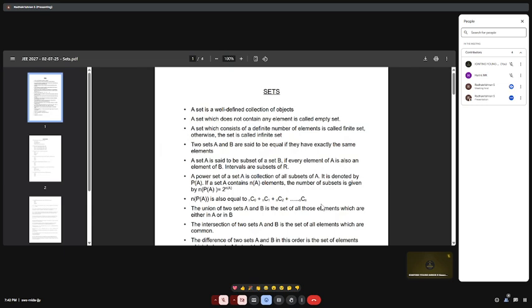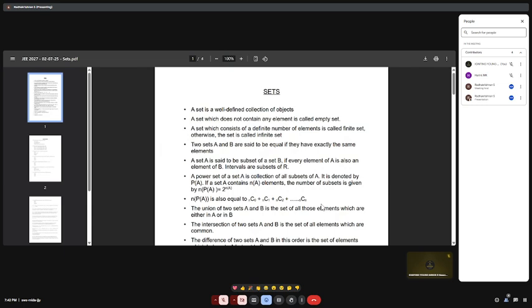So this is also equal to nC0 plus nC1 plus nC2 plus so on up to nCn, where nC0 is the number of subsets with 0 elements, nC1 is the number of subsets with 1 element, nC2 the number of subsets with 2 elements, and so on.